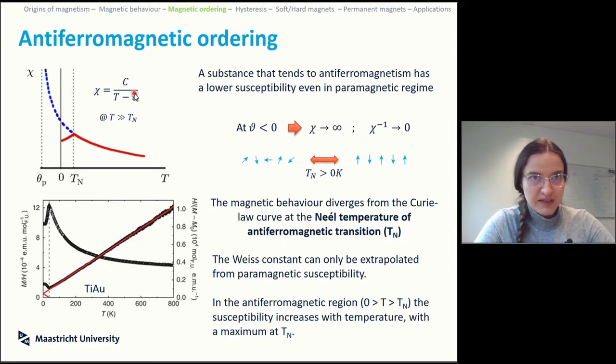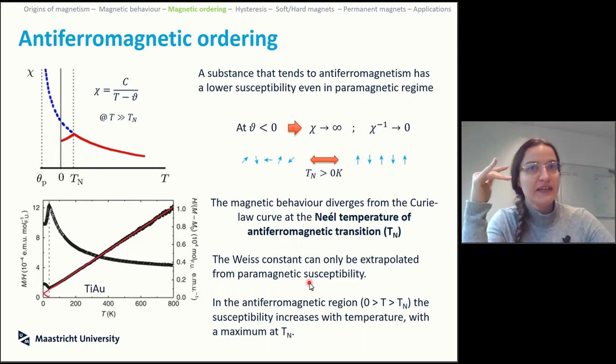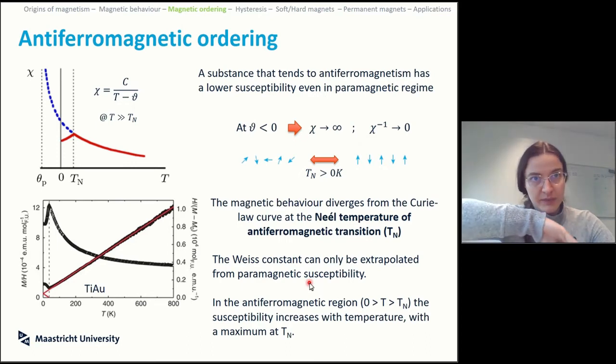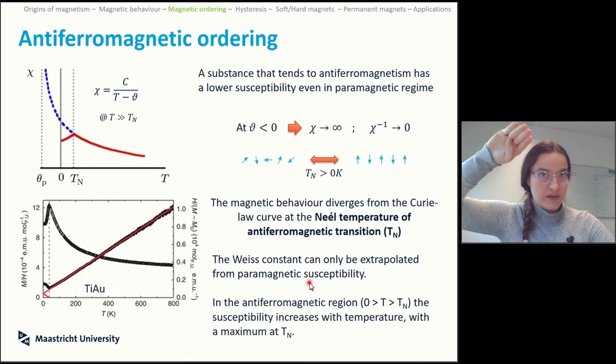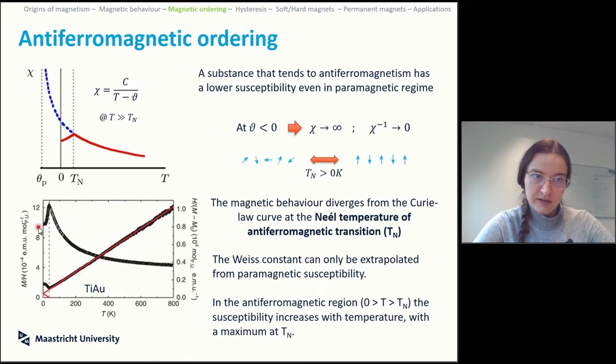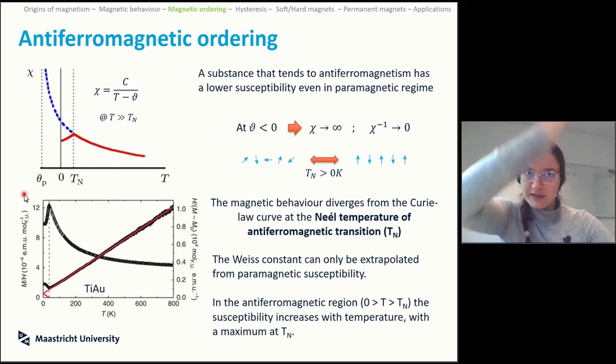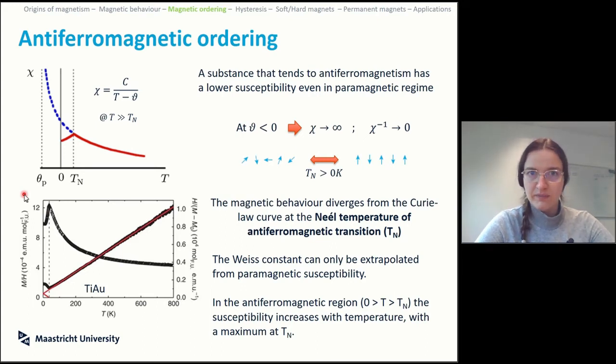That Weiss constant cannot be physically measured. It can be extrapolated from the susceptibility that you measure, because it can be a temperature lower than 0 Kelvin. So the antiferromagnetic region is the region between 0 Kelvin and the Néel temperature of ordering. In this region, the susceptibility increases as a function of temperature, which you can see here. When you go past the transition point, your material goes from antiferromagnetic to paramagnetic, and then the susceptibility starts to decrease as a function of temperature.